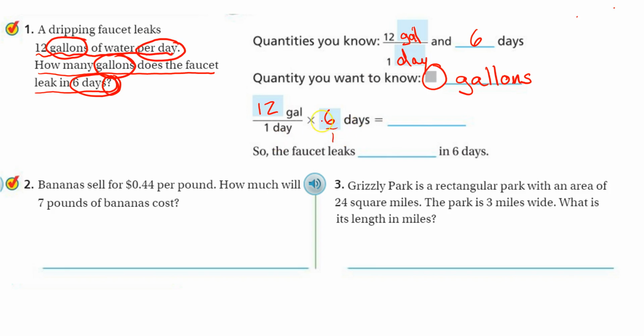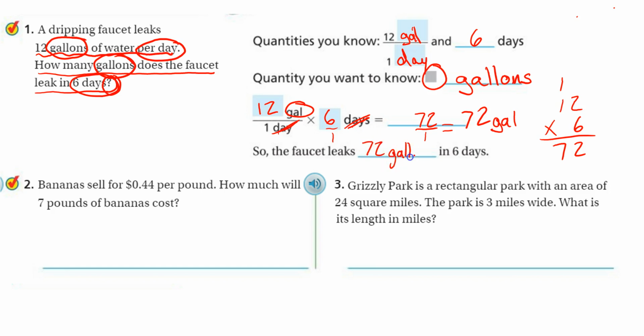Our days now are going to cross simplify out. And we just have 1 times 1, which is 1. And then 12 times 6. Well, let's do that math. 6 times 2 is 12. 6 times 1 is 6, plus 1 is 7. So 72. And remember, 72 over 1 is just equal to 72. And since we canceled out our days, this is gallons. So the faucet leaks 72 gallons in 6 days.